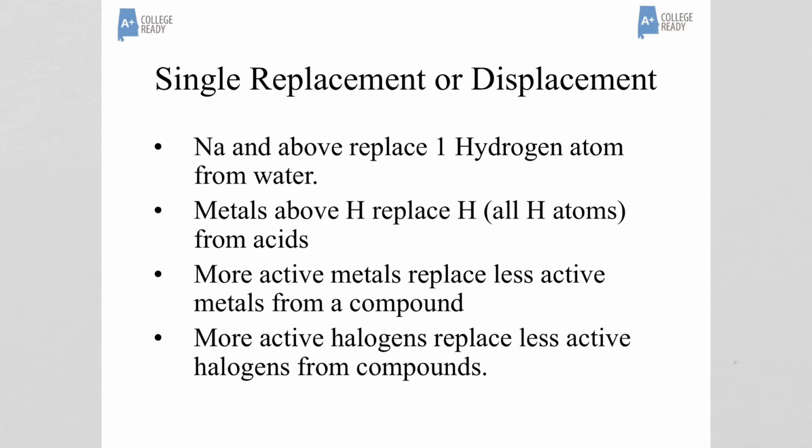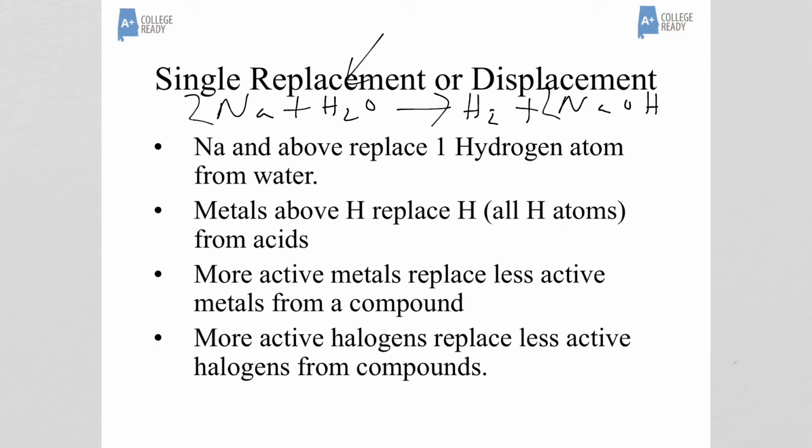So some rules. Sodium and above on the activity series will replace one hydrogen atom from water. For example, we might have sodium plus water. The sodium will replace one of these hydrogens, giving you hydrogen gas because it's diatomic in nature. If you only knock off the one hydrogen from each water, that leaves an OH. So you end up with NaOH. And then you would need to balance that by putting a 2 here, and a 2 here, and a 2 here, like so. But only elements sodium and above on the activity series will react with water.